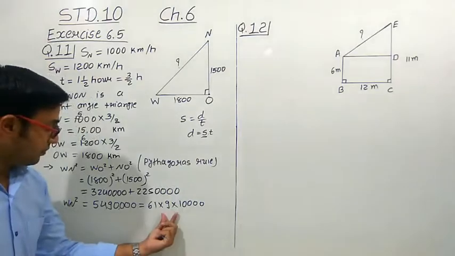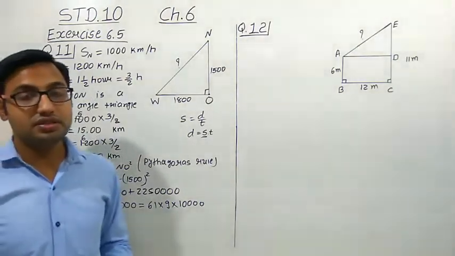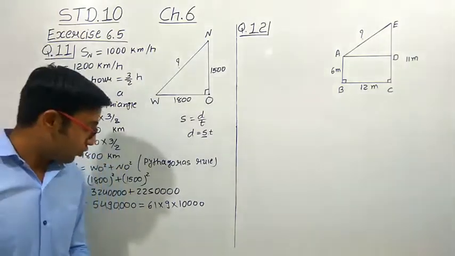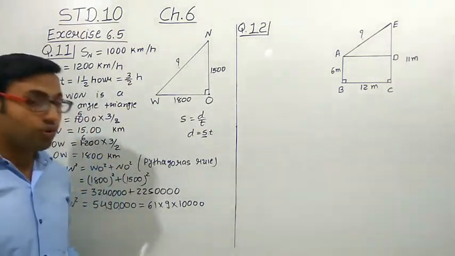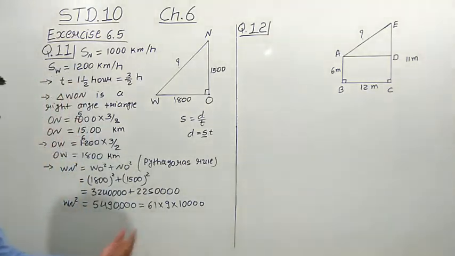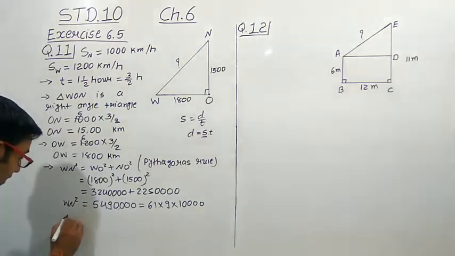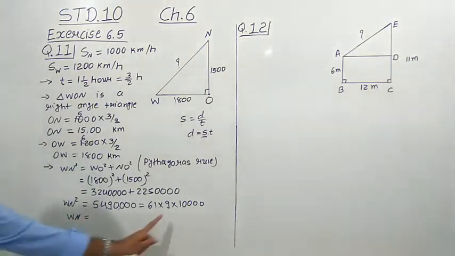This is also a perfect square number, but 61 is not a perfect square number. It is also a prime number because 61 has no factor other than 1 and 61. So now let us find the square root of both sides. We are getting W n is equal to the square root of this.